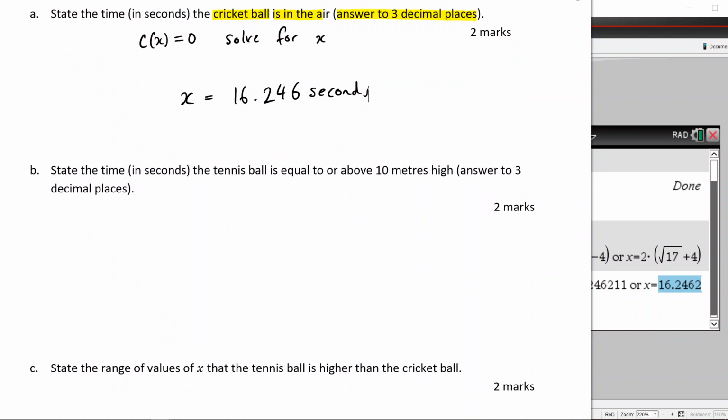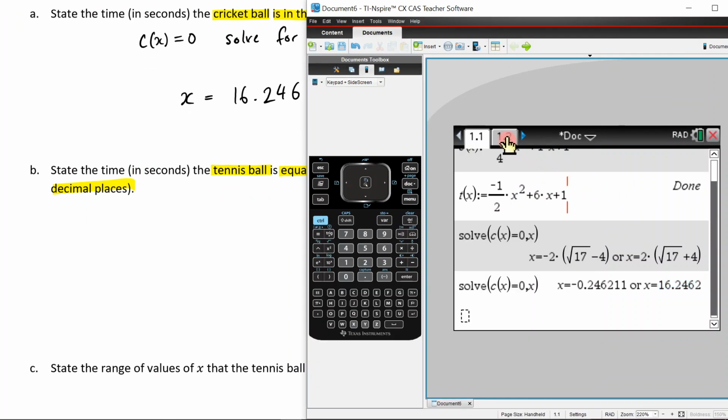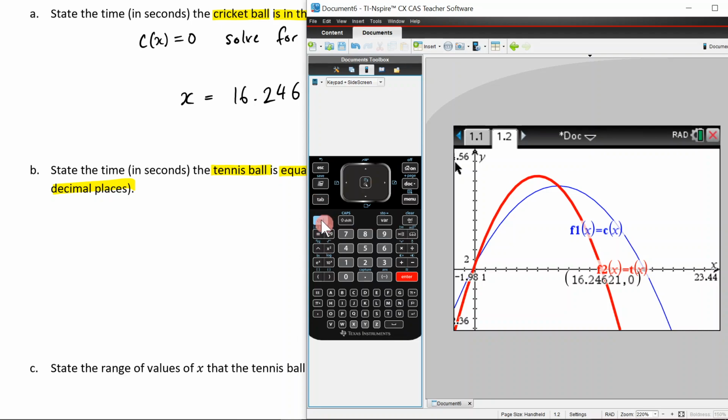Let's get a highlighter out. State the time in seconds the tennis ball is equal to or above 10 meters high. Answer to 3 decimal places. So again, it might be helpful here just to give it a bit of a graph. So tab, and let's type in t of x, like that. And we want to know when it's equal to or above 10 meters high. So I would hit tab again, I would type in 10, and that's just going to give me a horizontal line here.